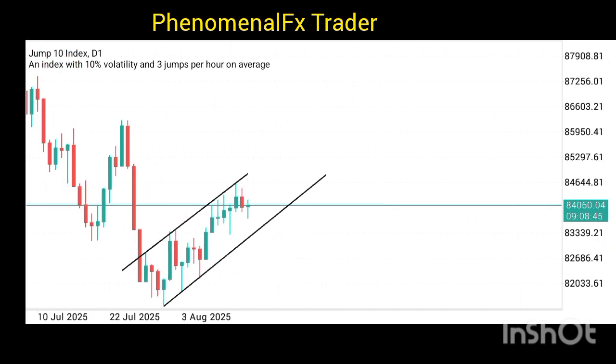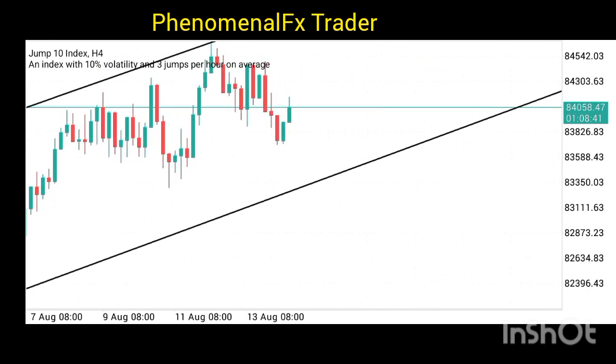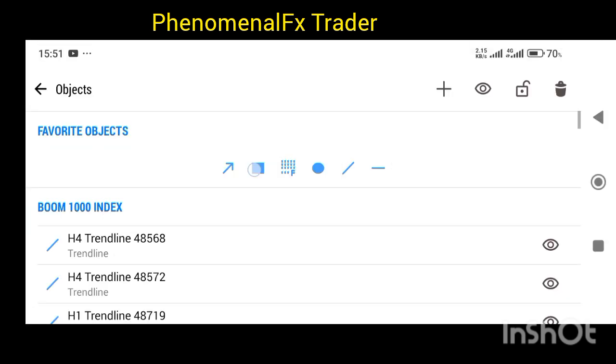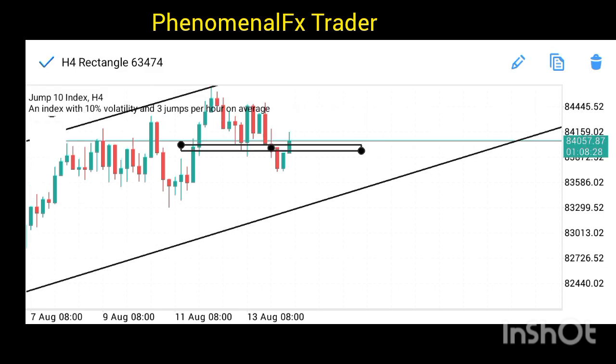Let's go down to the 4 hourly time frame. On the 4 hourly time frame, we can see there is a zone which was broken, and the market retested the zone, though it hasn't closed yet. There's a zone right here at this point.